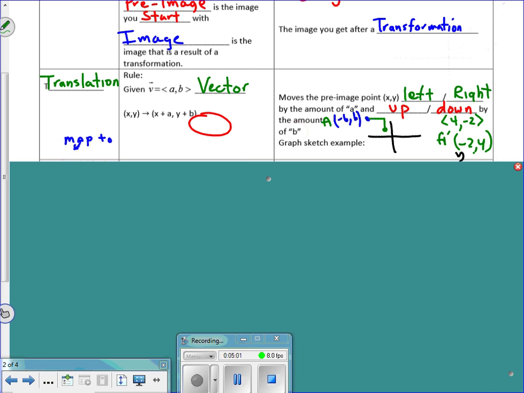Now, if you take a look at this way of writing it, that arrow there is a single line with an arrow on it. This is different than we used in the conditional statements, which was 2 lines with an arrow. This single line with an arrow means map: it's saying take the point x, y and map it to a new point that's found by taking your x and adding the a and taking your y and adding the b. Pretty easy.